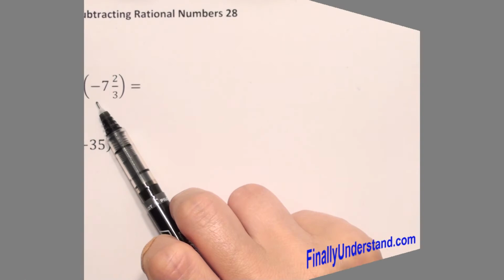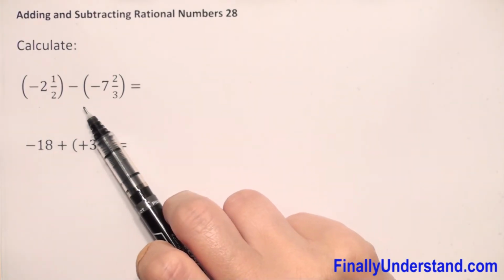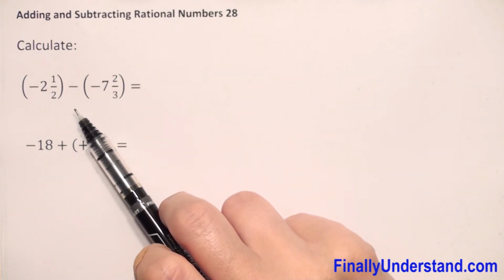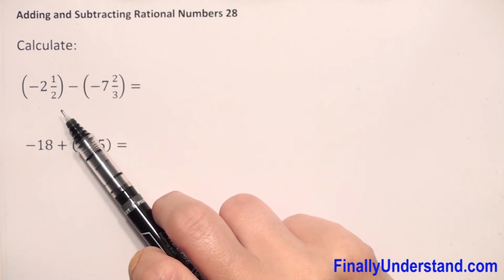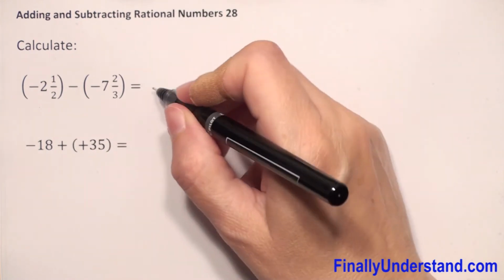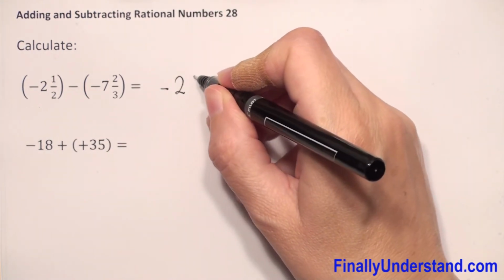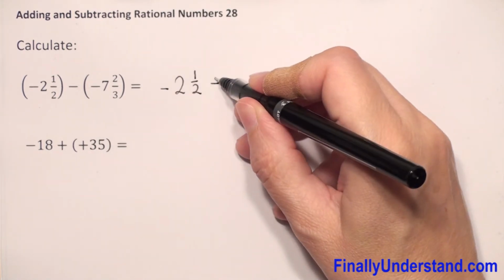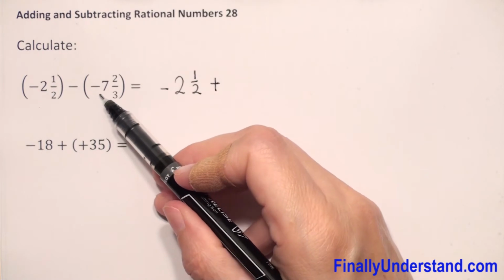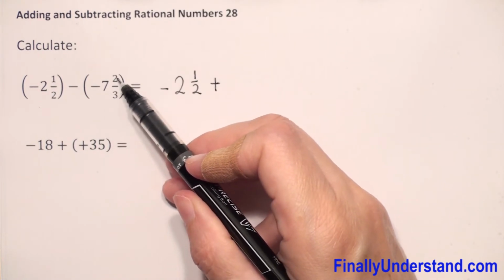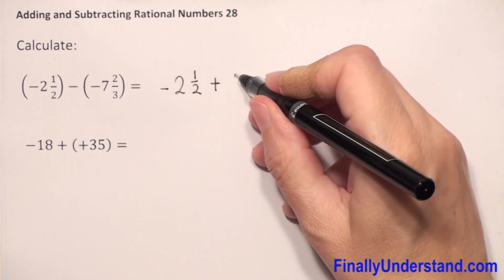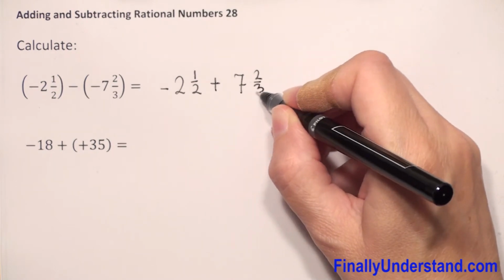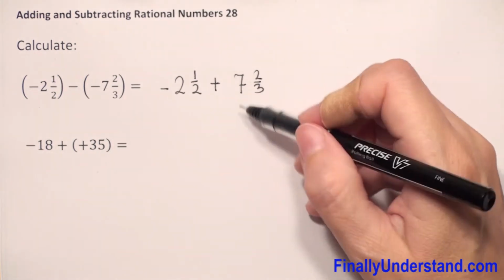We have in the first example subtraction of two rational numbers. When we have to subtract rational numbers, we use the same rule like subtracting integers. So we copy the first number, negative 2 and 1/2, and change subtraction to addition of the opposite. The opposite of negative 7 and 2/3 is positive 7 2/3. We don't have to write another positive sign.